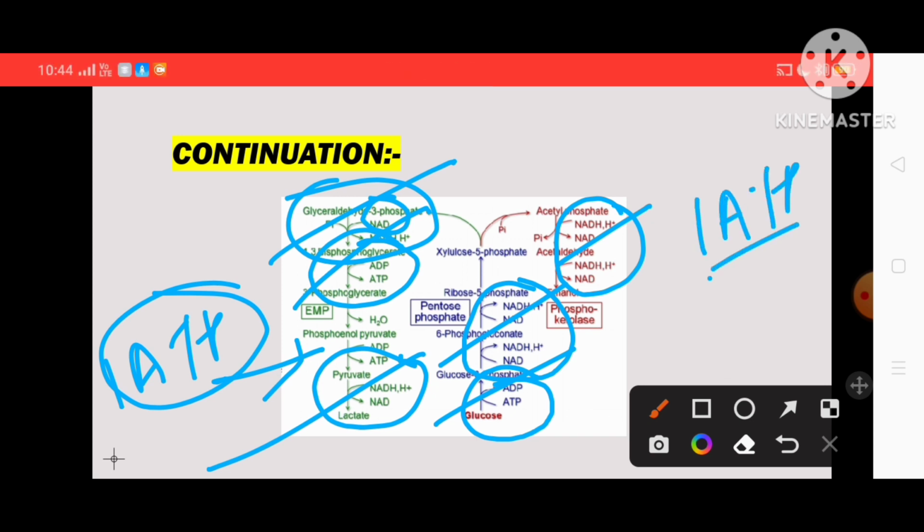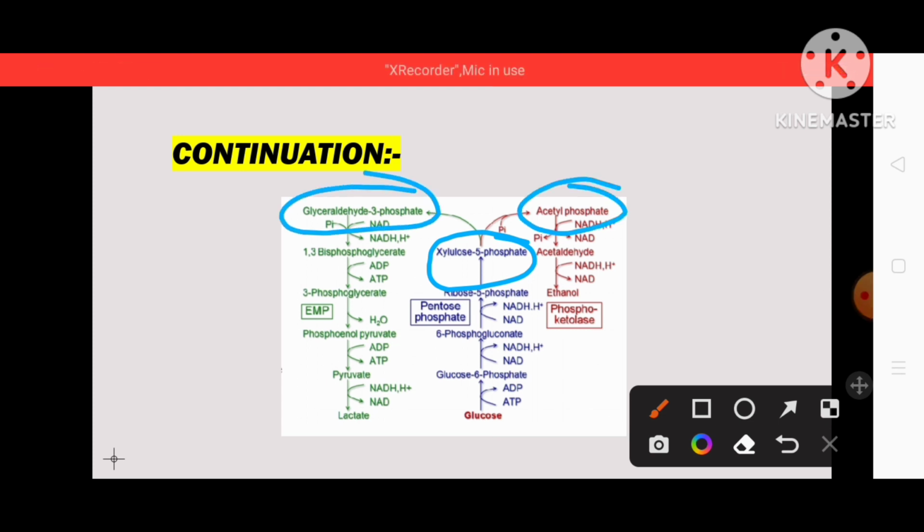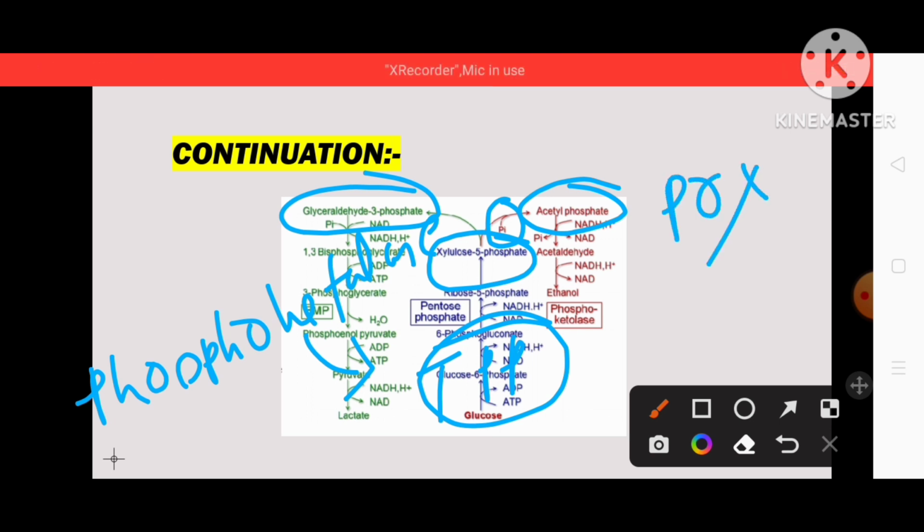Now the main step here is that xylulose 5-phosphate is broken down into glyceraldehyde 3-phosphate and acetyl phosphate, and there is also the presence of Pi, right? This reaction is catalyzed by phosphoketolase. Remember that this phosphoketolase also takes the help of thiamine pyrophosphate. If we talk about the mechanism of how it is done, we come to understand that this phosphoketolase-mediated step can be done by other thiamine pyrophosphate-dependent enzymes, for example pyruvate oxidase or transketolase. So that is the overall idea of our heterolactic or phosphoketolase pathway.